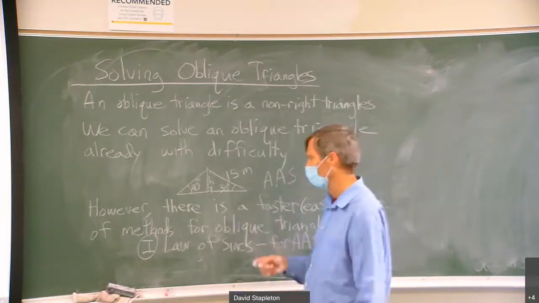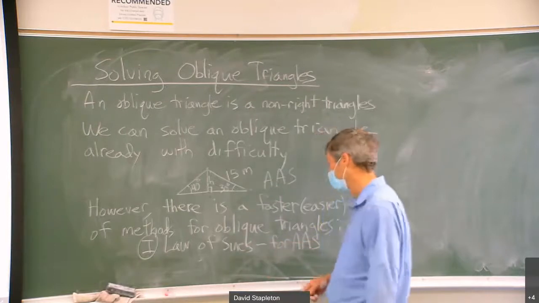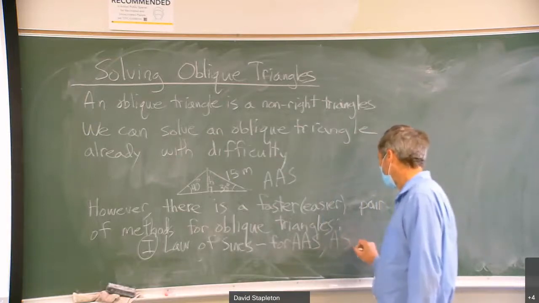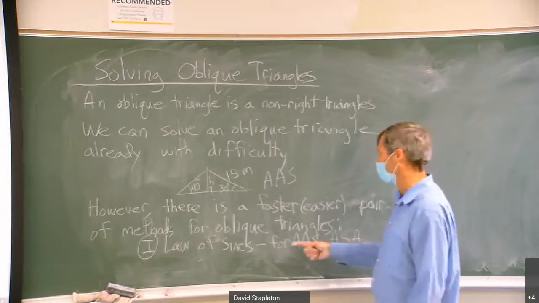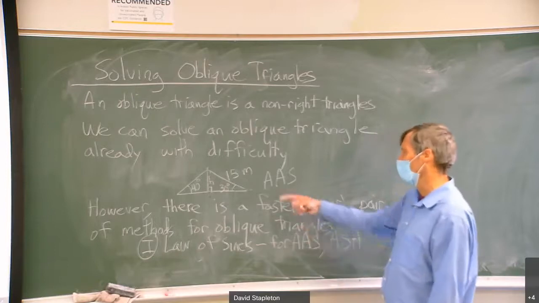We'll solve all the angles and sides given just two angles followed by a side. Also, if you get angle, side, angle, that's a congruence theorem from geometry, right? We should be able to solve that. We can with the law of sines, it turns out. It's very easy. It's just a little harder to remember than the right triangle stuff.